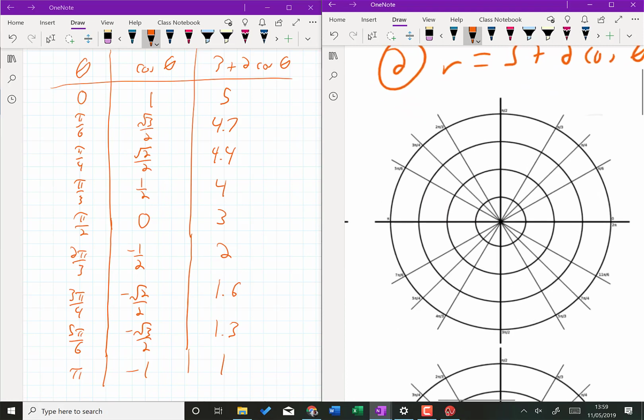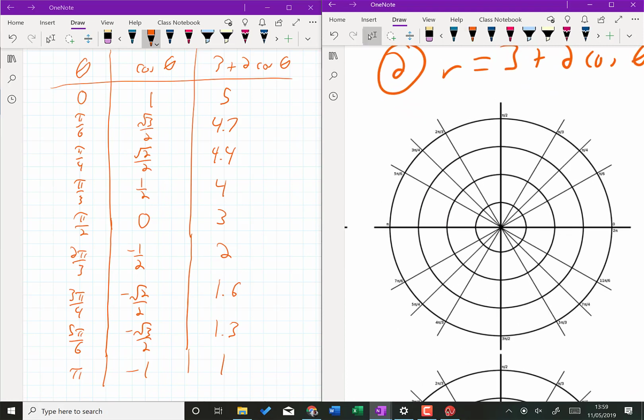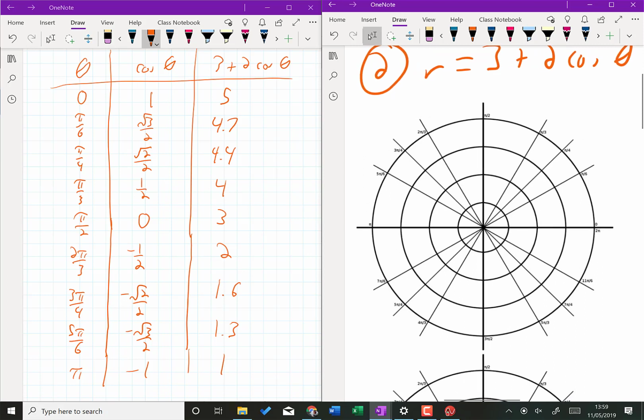And then we plot. These are all different radii values, so we're going to plot all of these, starting with 0, 5. I'll just put right there. Then 4.7. I'll put there. Then 4.4. Then 3. Then 4, then 3. And then I'll carry these down on the next one. Then 2. Then 1.6. Then 1.3. And then 1.